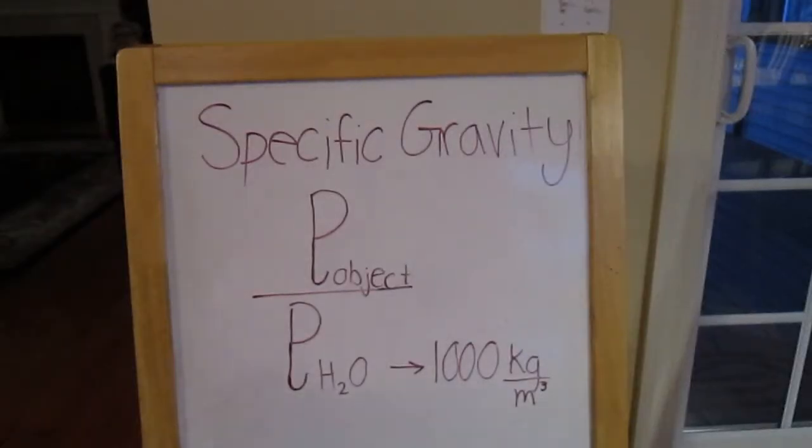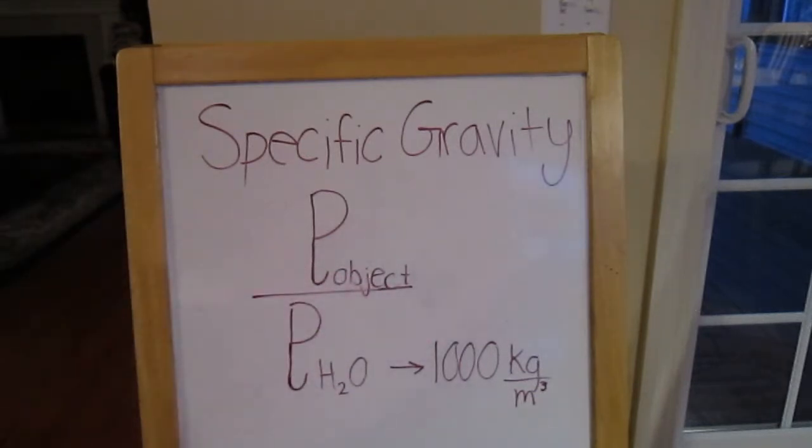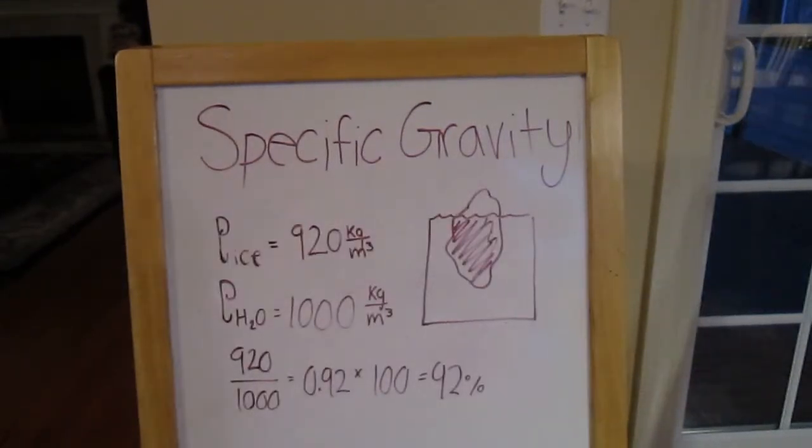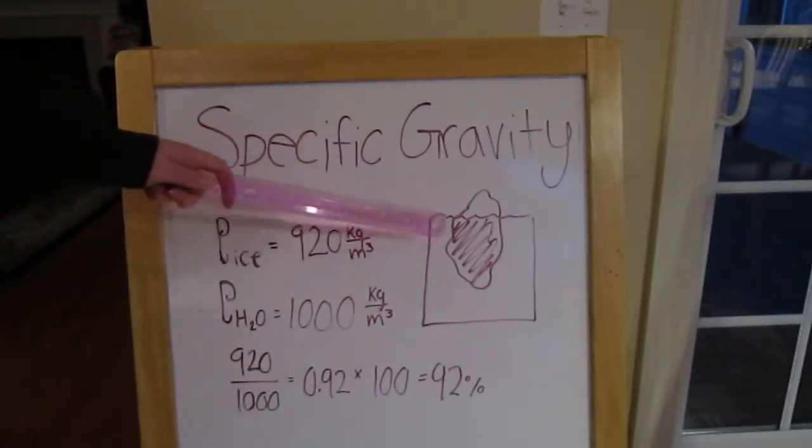Our next topic is specific gravity. Specific gravity is defined as the density of an object divided by the density of water, which is 1,000 kilograms per meter cubed. The specific gravity of an object can tell you how much of the object will be submerged in water. An example of how to use specific gravity is finding how much of an iceberg would be submerged below water.